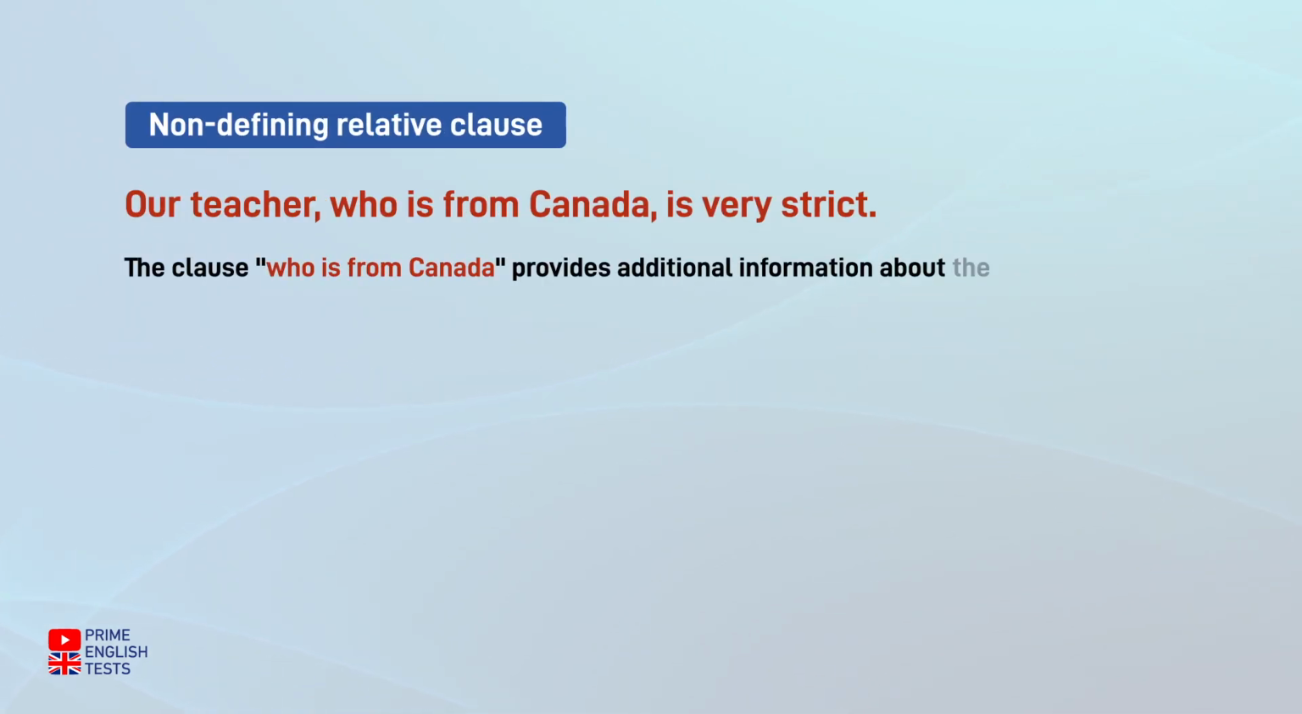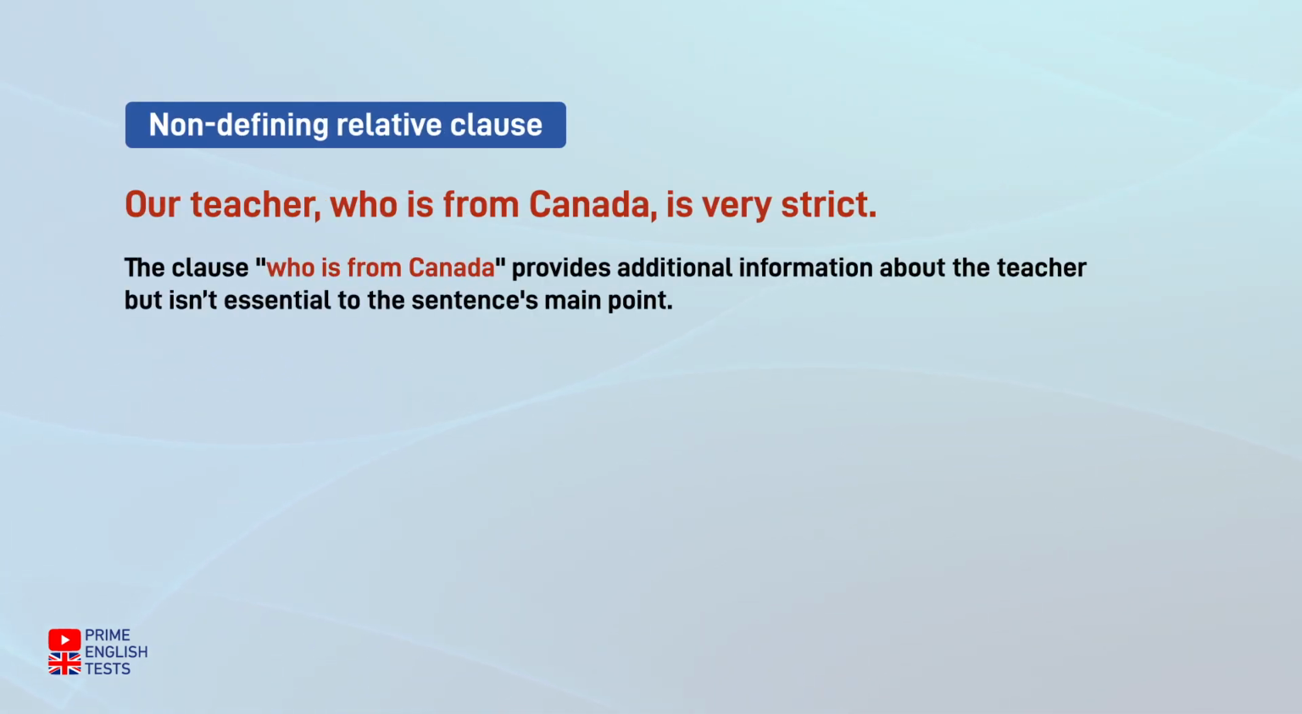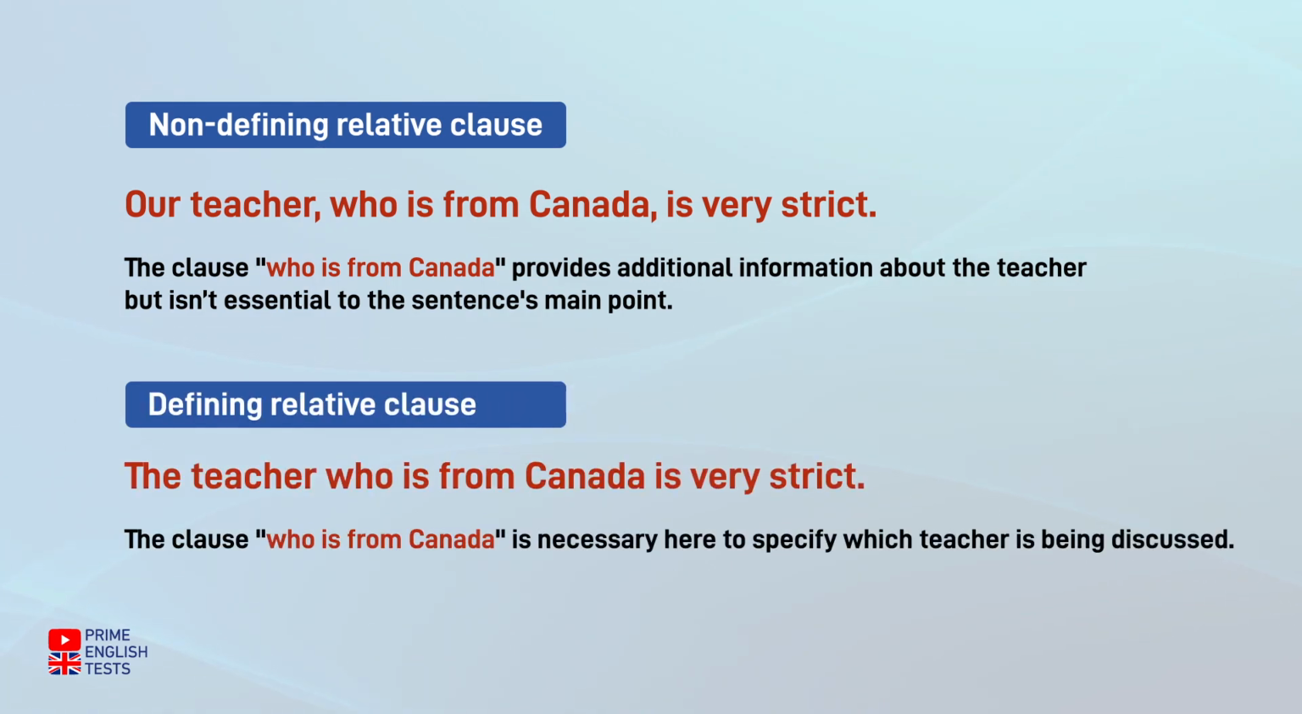Our teacher, who is from Canada, is very strict. The clause "who is from Canada" provides additional information about the teacher, but isn't essential to the sentence's main point. The teacher who is from Canada is very strict. The clause "who is from Canada" is necessary here to specify which teacher is being discussed.